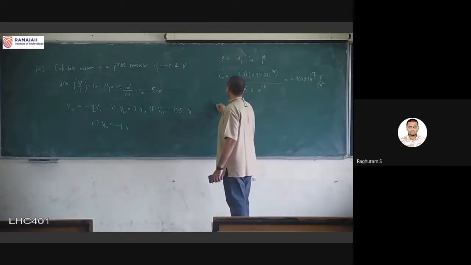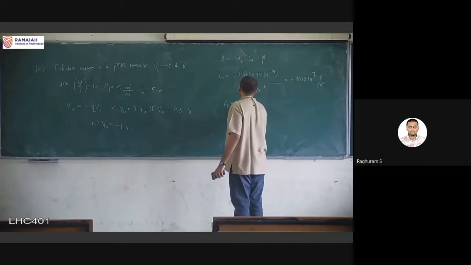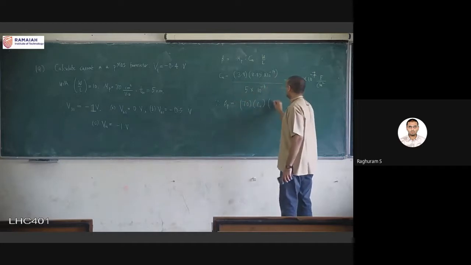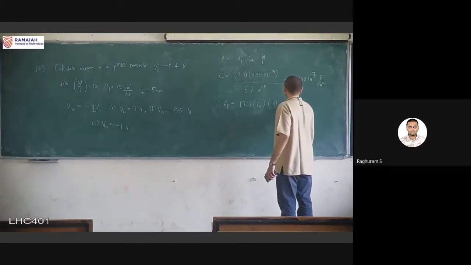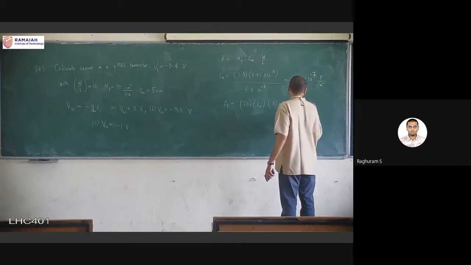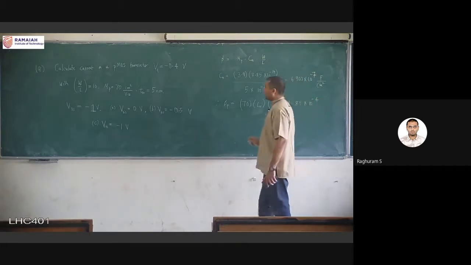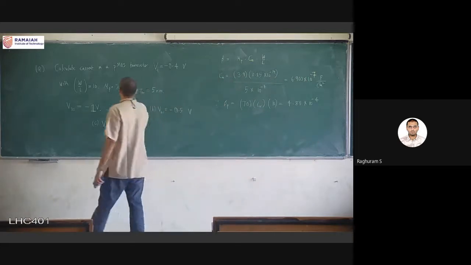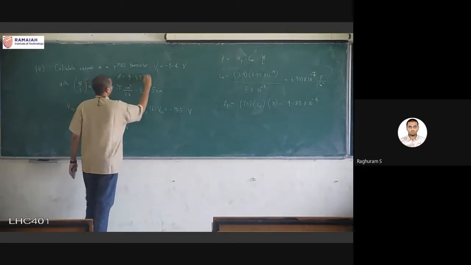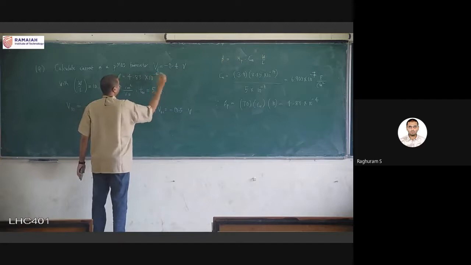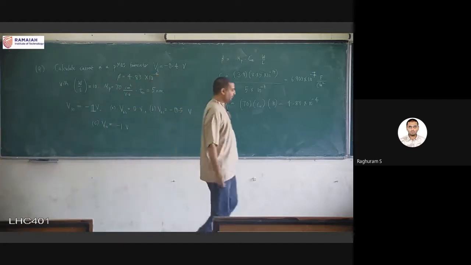So therefore beta P equal to, mobility is 70 into C oxide into W by L, which is given as 10. So that is equal to 4.83 into 10 power minus 4. So I will write that here, beta equal to 4.83 into 10 power minus 4.